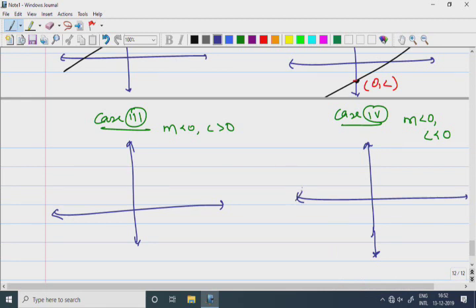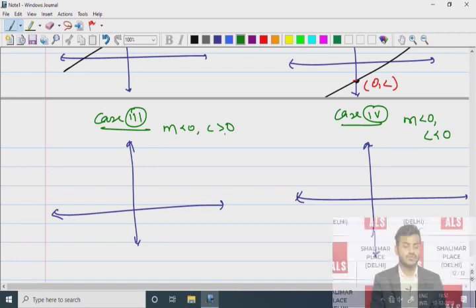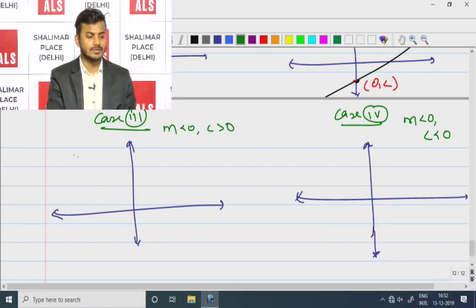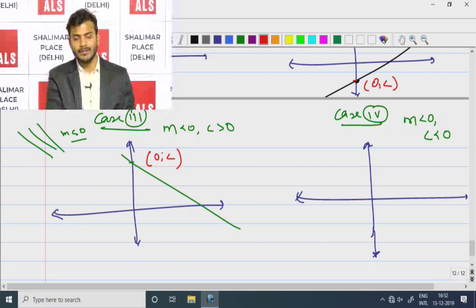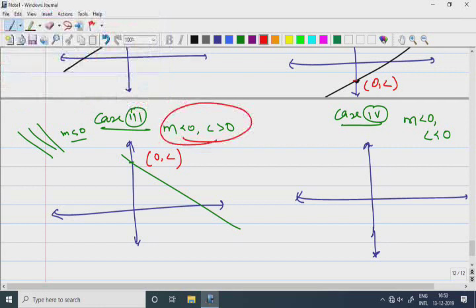Alright, so let's plot this. M negative, C positive. M negative means this kind of line? No, this kind of line. This is M negative, right? So this kind of line with C positive, I think this is the line. What is the coordinate? The coordinate is going to be 0, C. You don't need to remember all this. I am not expecting you to mug up 0, C, 0, C every time you turn this page. No, you just have to look into the condition and the graph. That's it.